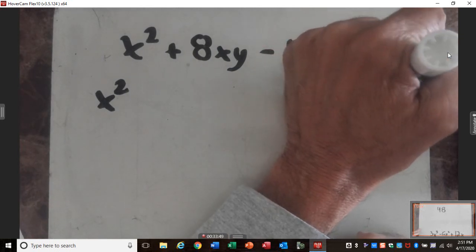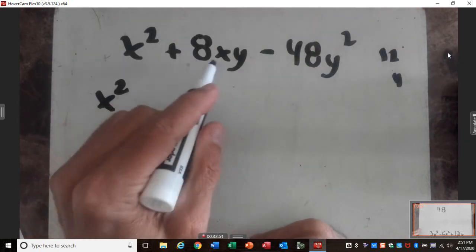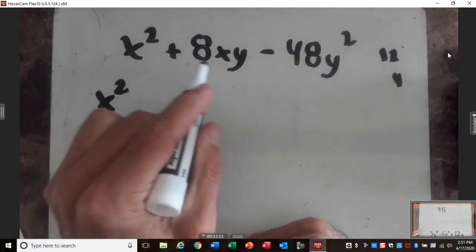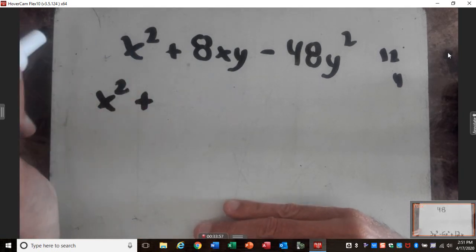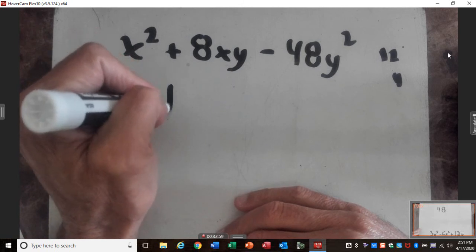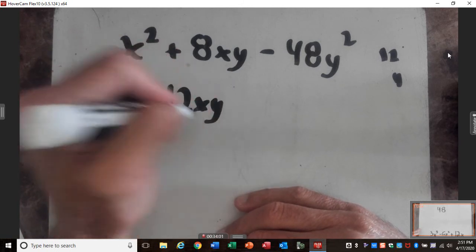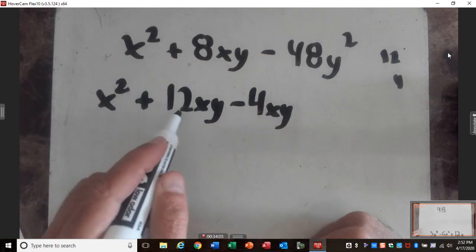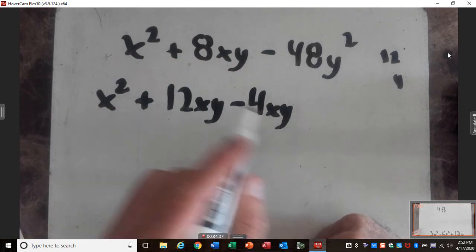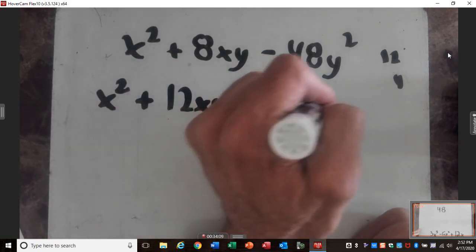Actually, I'll give you a visual. We'll go 12 and 4 here. Now remember, we want a positive 8 this time. Positive 8. So we're going to go x squared plus 12xy minus 4xy. See, that's your 8xy. If you subtract that, you get 8xy minus 48y squared.